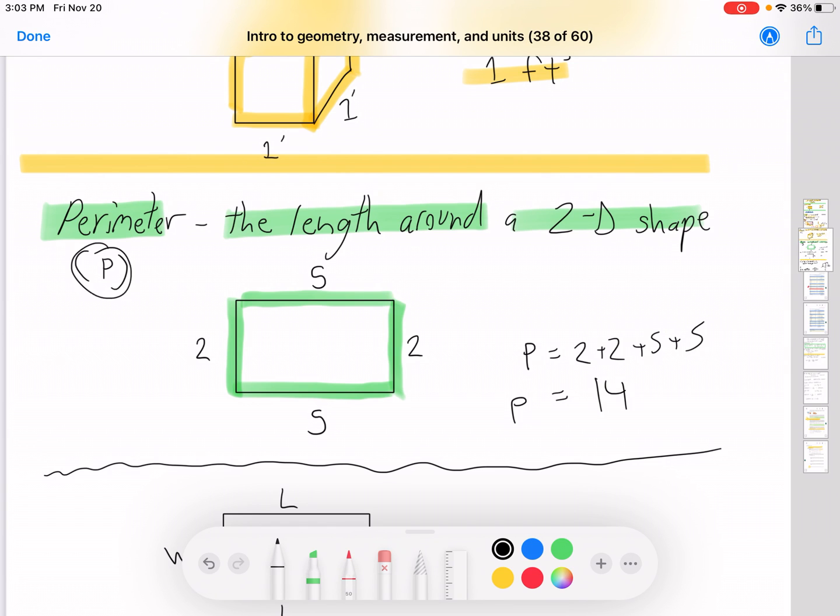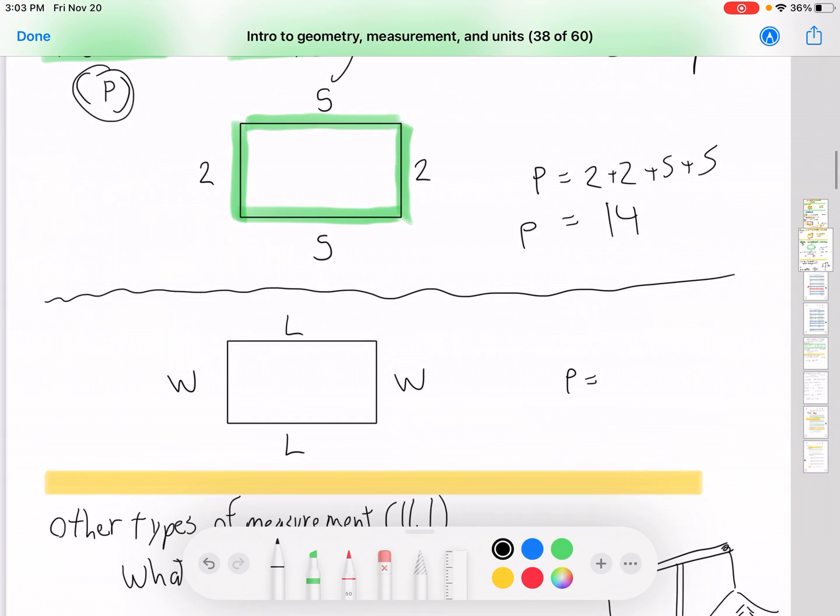Again, perimeter denoted by a P. So in general, the perimeter would be W plus W plus L plus L, where I use L and W for length and width pretty interchangeably, or 2 times W plus 2 times L is the perimeter formula for a rectangle. You cannot use that perimeter formula for any other shapes.